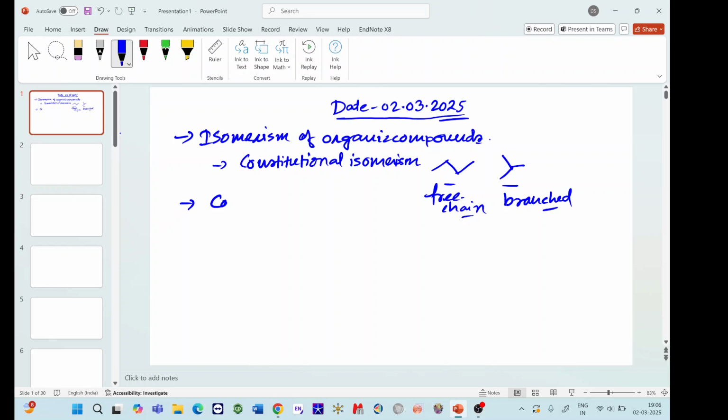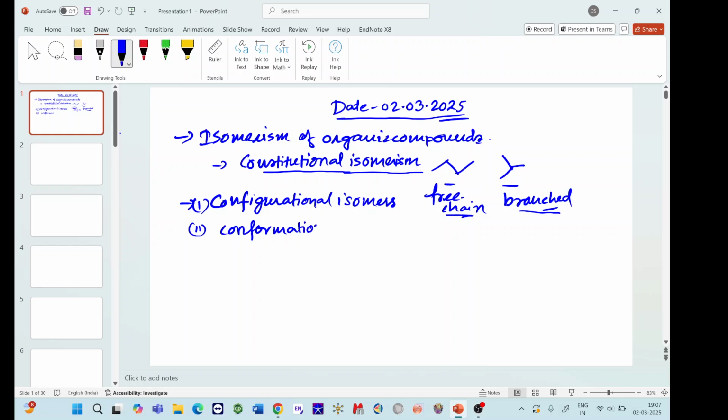You carry on. So first thing is the constitutional isomers, where you can vary between straight chain isomers as well as branched isomers. Then you can have configurational. So here you have two actually. One is called configurational, another is called conformational isomers.